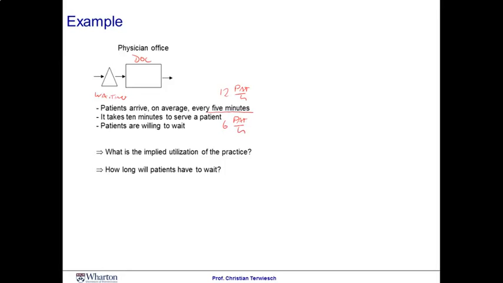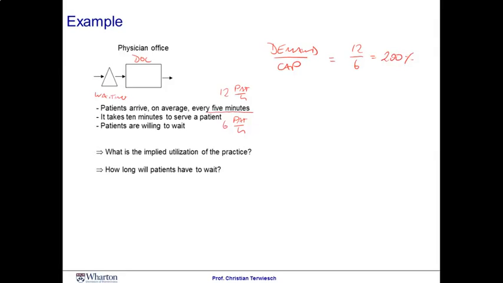Now first let's ask ourselves, what's the implied utilization in the system? Remember from our discussion of process analysis that the implied utilization looks at the ratio between demand and capacity, which in this case is simply 12 divided by 6 equals 200%. How long will patients have to wait in this practice?